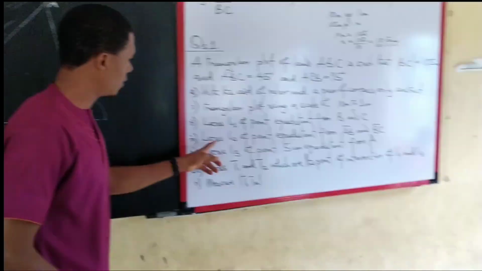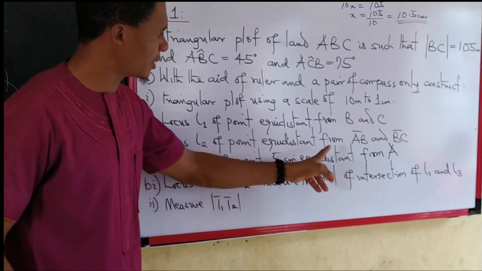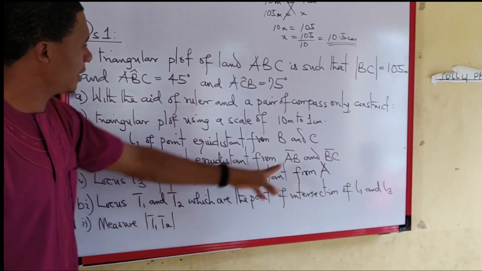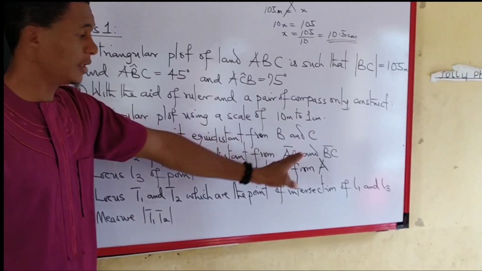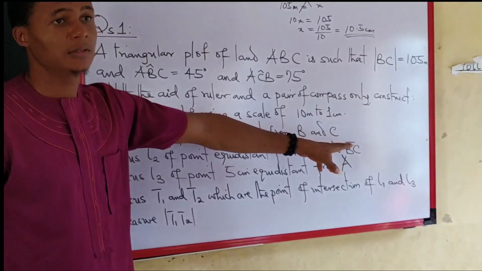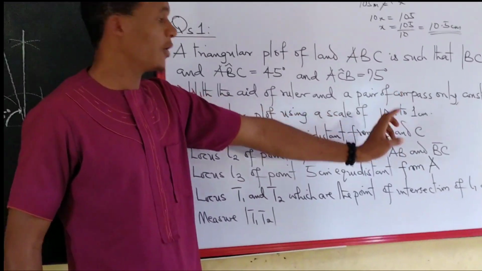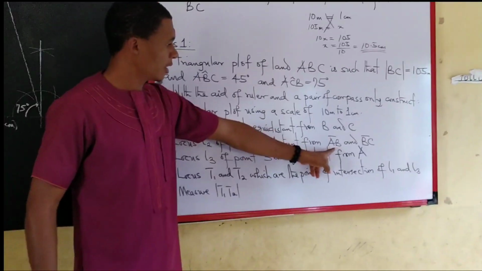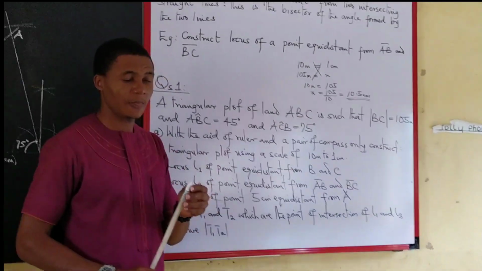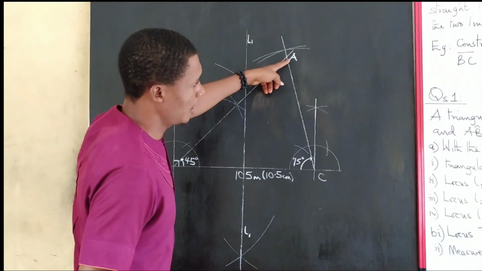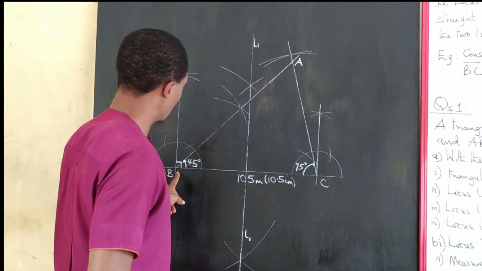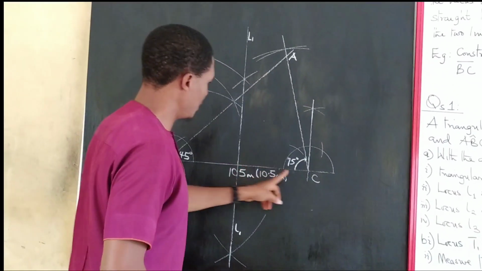Remember it is locus of points equidistant from AB and BC. And this is locus 3, right? And this is 2 intersecting straight lines. So that means I should bisect the angle formed by AB and BC. Are we following? So where is the line? Look at it. A, B, and B, C.